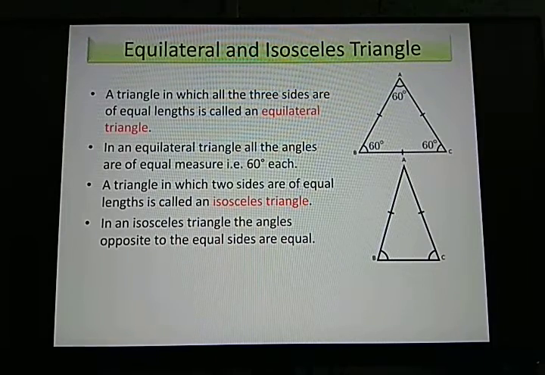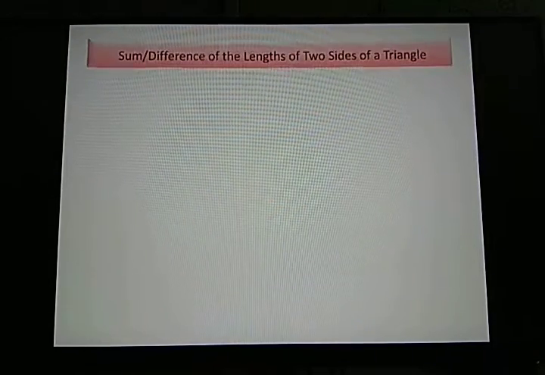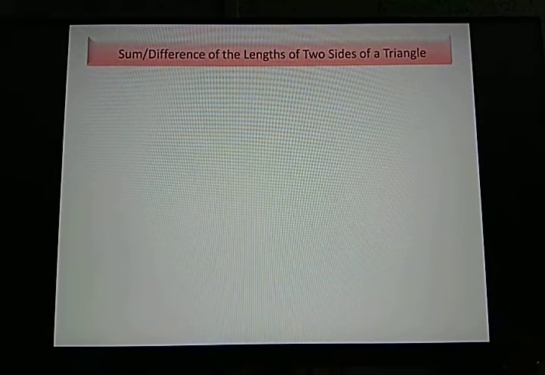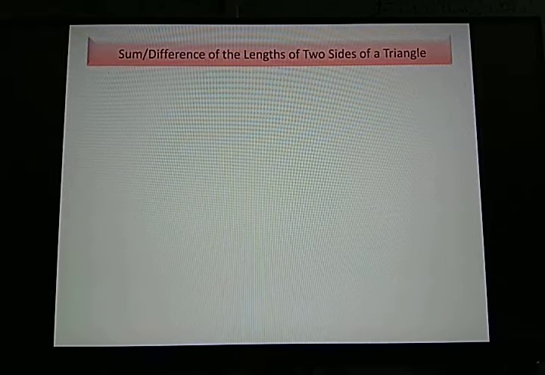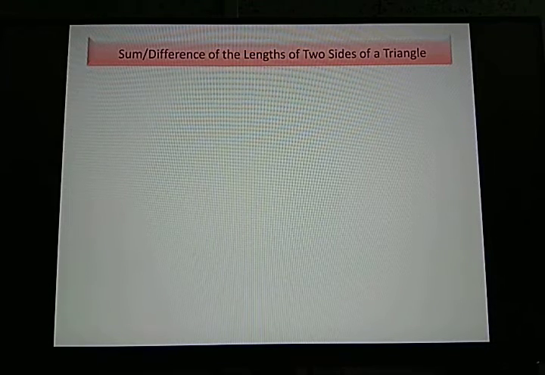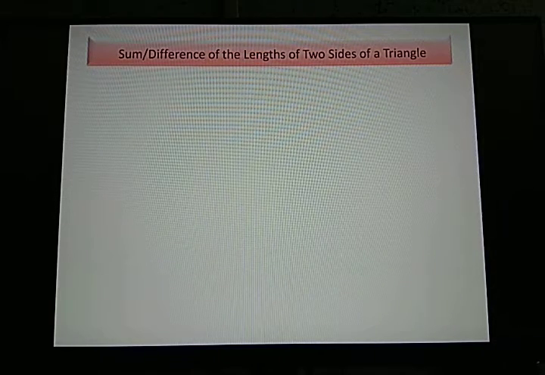Clear? Now moving on to our next topic, that is the sum or difference of the lengths of two sides of a triangle. As we know, there are three sides of a triangle. Now if we take the sum of any two sides of a triangle, what do we get, or what is its relation, or how can we compare the sum or the difference of any two sides of a triangle with that of the third side? That is what we're going to discuss in this video now.